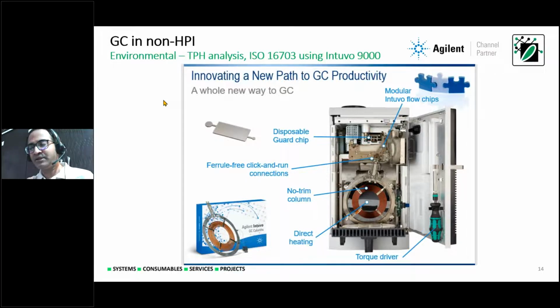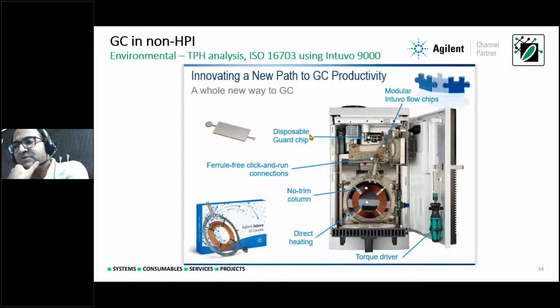So earlier, if you were doing that analysis with your traditional column, you will get that same exact stationary phase quality with these new Induvo columns, and you will be able to do the analysis with that same quality, except that you will be able to run the analysis much faster. So as you can see here, there is a special arrangement for the column, and therefore a special arrangement for the oven.